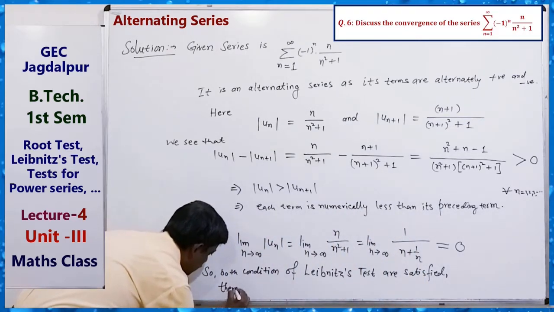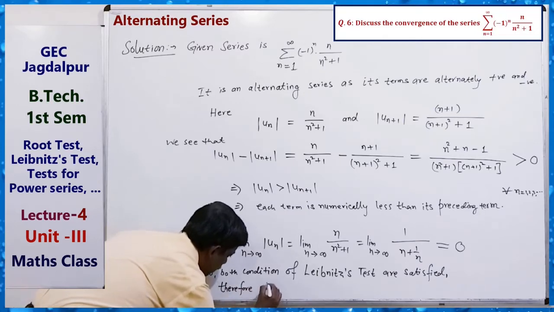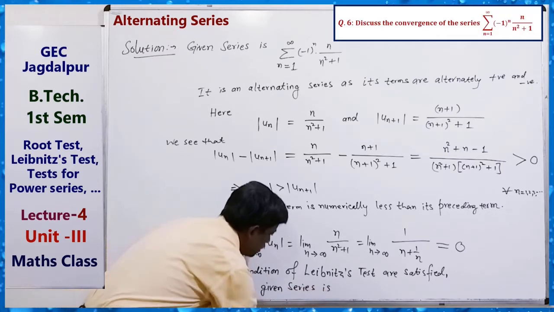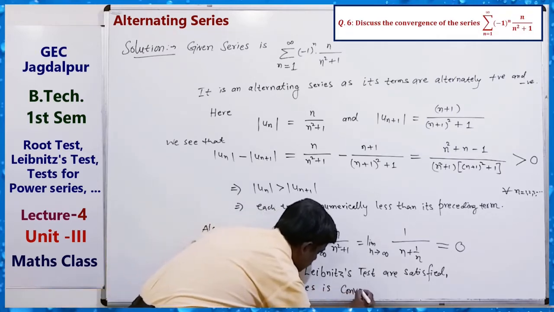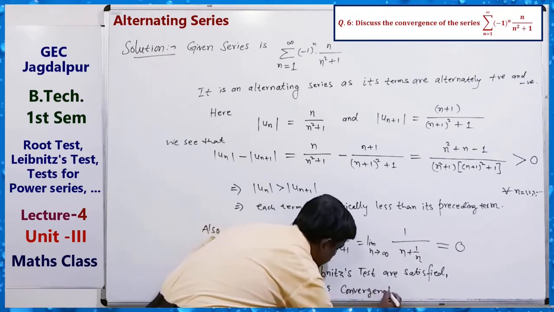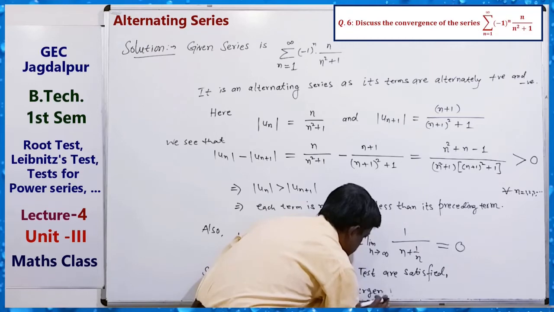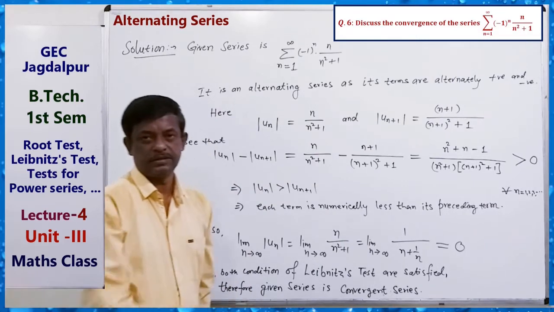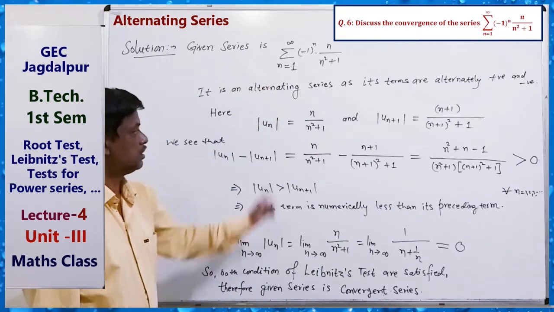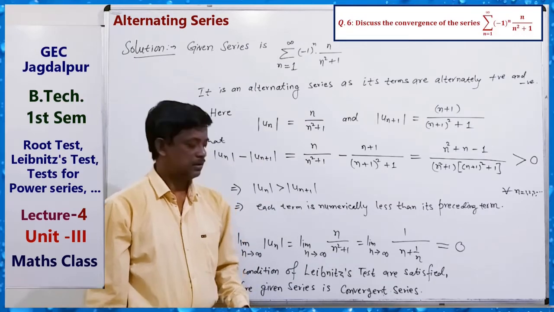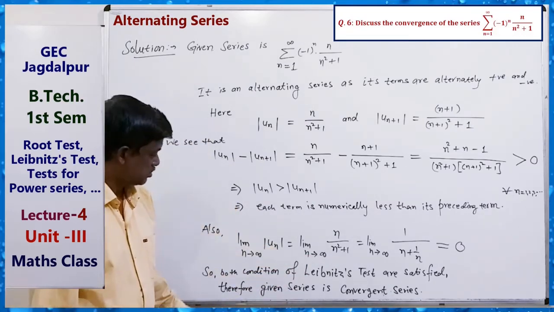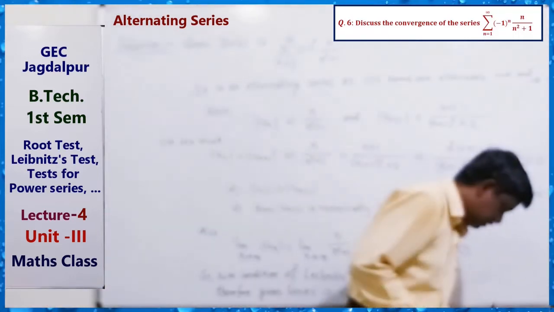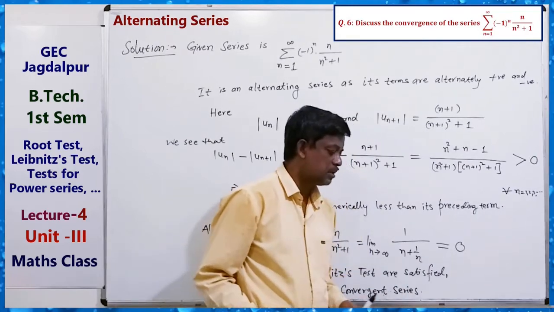Therefore, the given series is a convergent series. This is an alternating series and both conditions of Leibniz test are satisfied, so the given series is convergent. Take the next question: test for convergence and also absolute convergence.